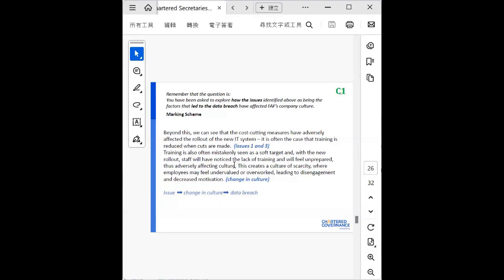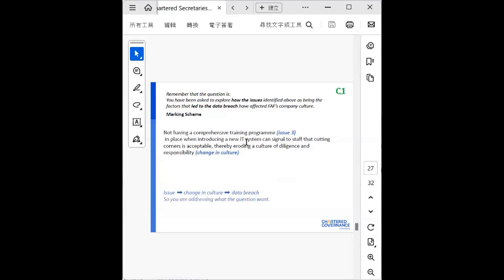So this helps you, when you understand how they write the marking scheme, you understand the approach, how to organize your answer, right? So no training program, that means eroding the culture of diligence and responsibility. So that again, change in culture and effect of changing of the culture.